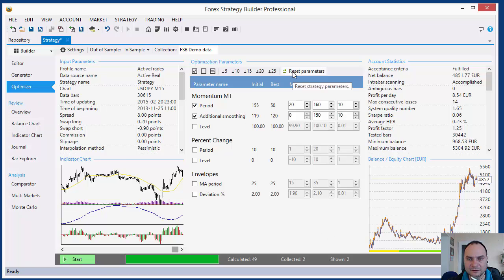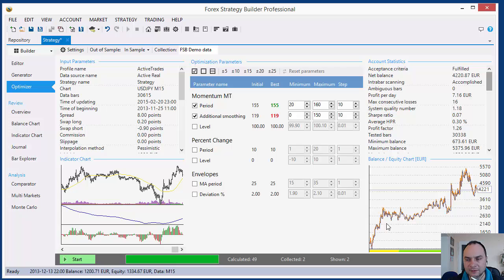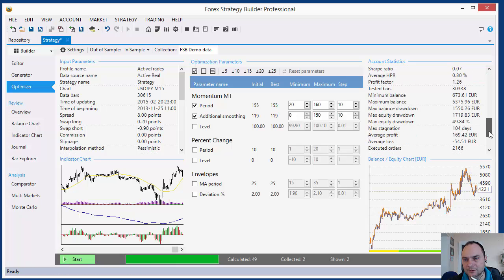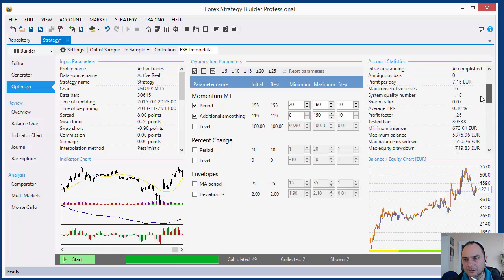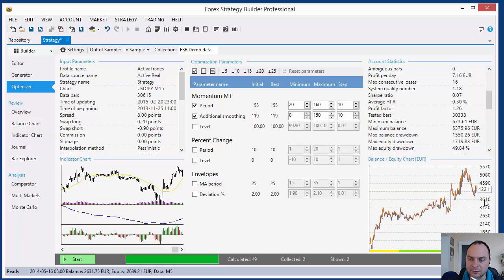I can reset the strategy from here. This is better. How much is the drawdown? Maximum drawdown, where is that? I cannot see. Maximum equity drawdown 1,700 euro. No, it's too much.